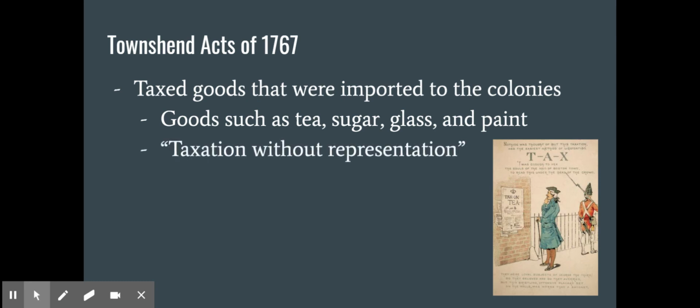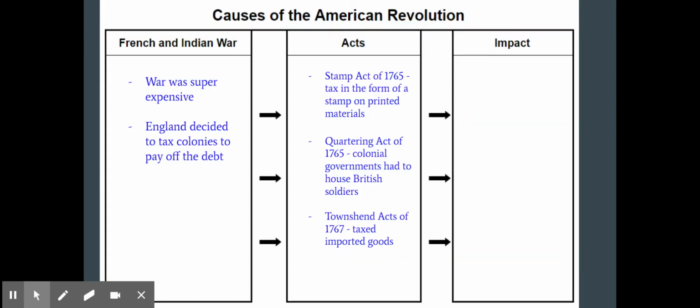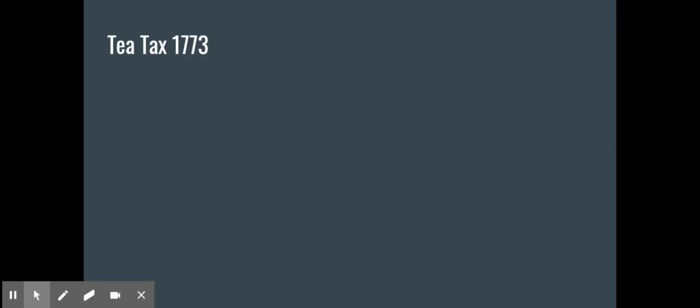This led to that saying of taxation without representation. So the colonists were saying like, hey, we never got to vote on any of this. We were never represented in our ideas. You're taxing us without representation. So again, you can see we're building up towards that overall 1776 start date in which we're really starting to see how the colonists are upset with Britain, and they're starting to build up that anger.